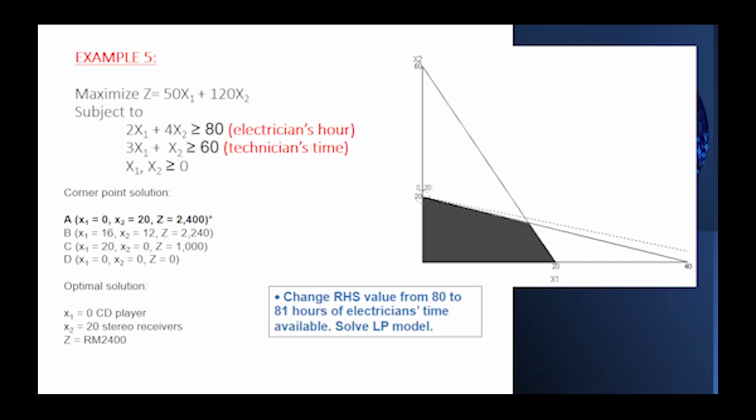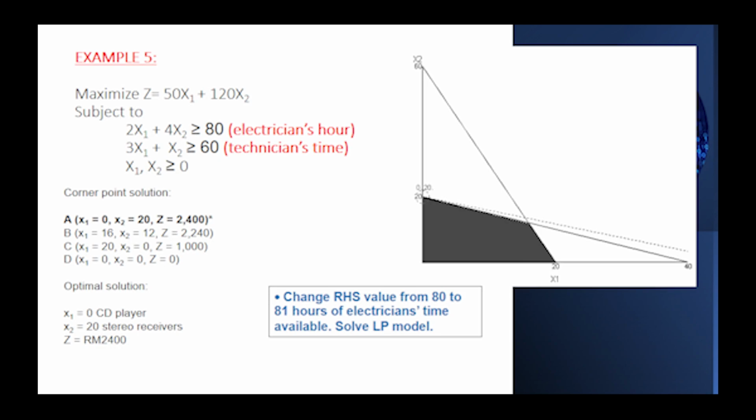We have 2 decision variables where X1 is a CD player and X2 is a stereo receiver. We also have 2 resources. Resource number 1 represents electrician hours and resource number 2 represents technician time. Based on the corner point solution, point A is an optimal solution where X1 equal to 0 and X2 equal to 20, Z equal to 2400.